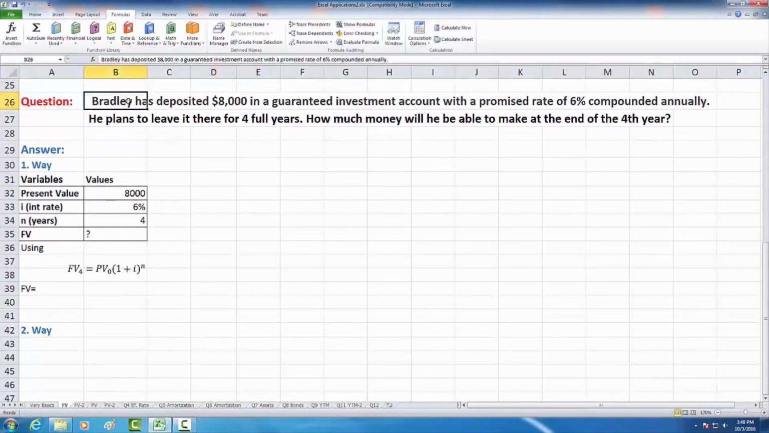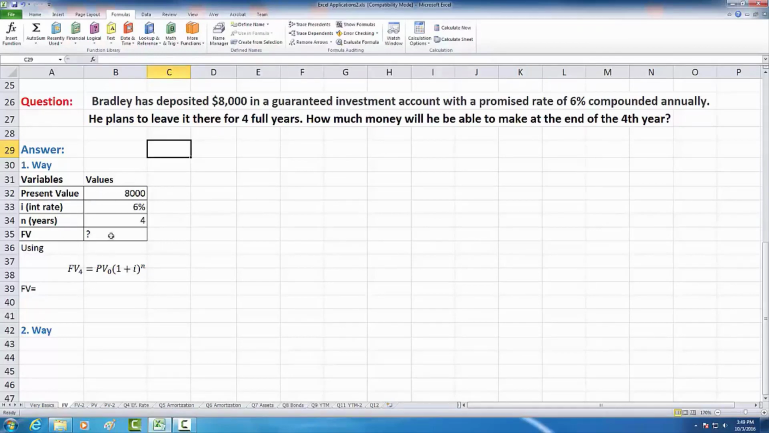There is a guy, Bradley. He has deposited $8,000 in an investment account with a promised rate of 6% compounded annually. So this is an annual compounding. He plans to leave it there for 4 years. How much money will he be able to make at the end of the 4th year?